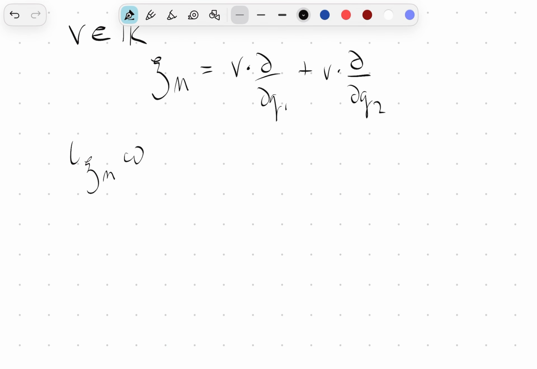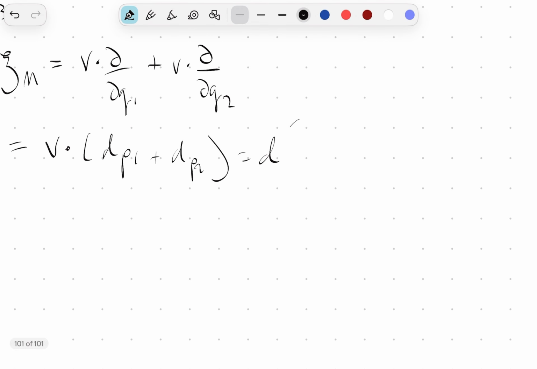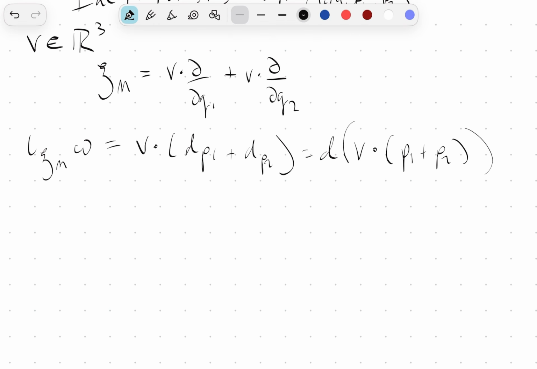And if we contract this vector field with the cotangent bundle, we'd have v dp1 plus dp2 to be d of v dotted with p1 plus p2, right? And this becomes our momentum map. The momentum map for the translation symmetry here just becomes the total momentum.